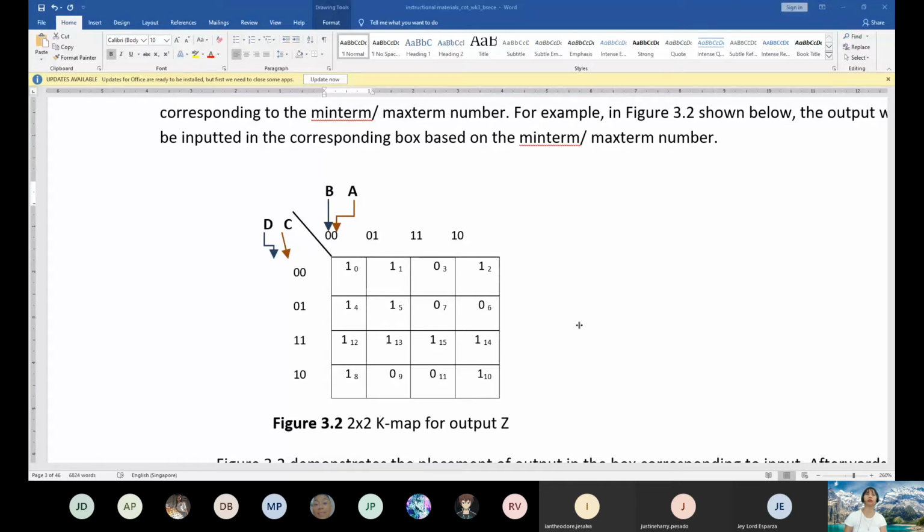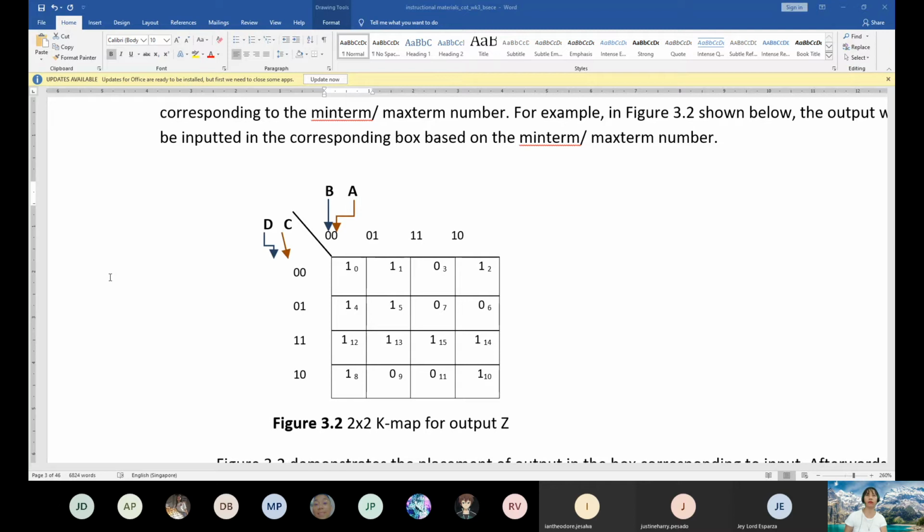Okay, so for input 1000, the output is 1. For input 1001, the output is 0. Then for input 1010, the output is 1. Then you have 1011, the output is 0.